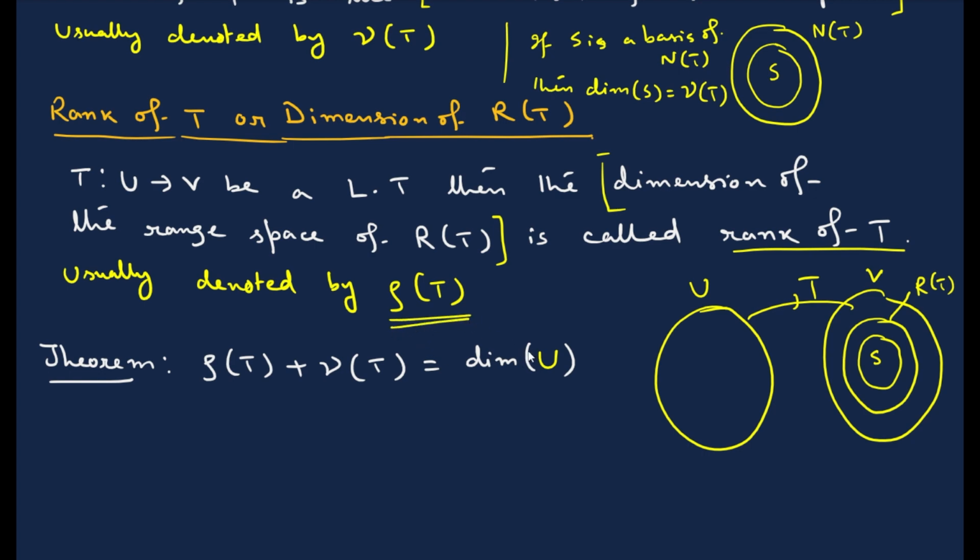And it is denoted by rho of T. And then there is one theorem which is called Sylvester's theorem. Depending on that particular theorem, we can say that rank of T plus nullity of T is equal to what? Dimension of U. So we'll verify it in one problem. So let us come to the problem and see what the problem says.